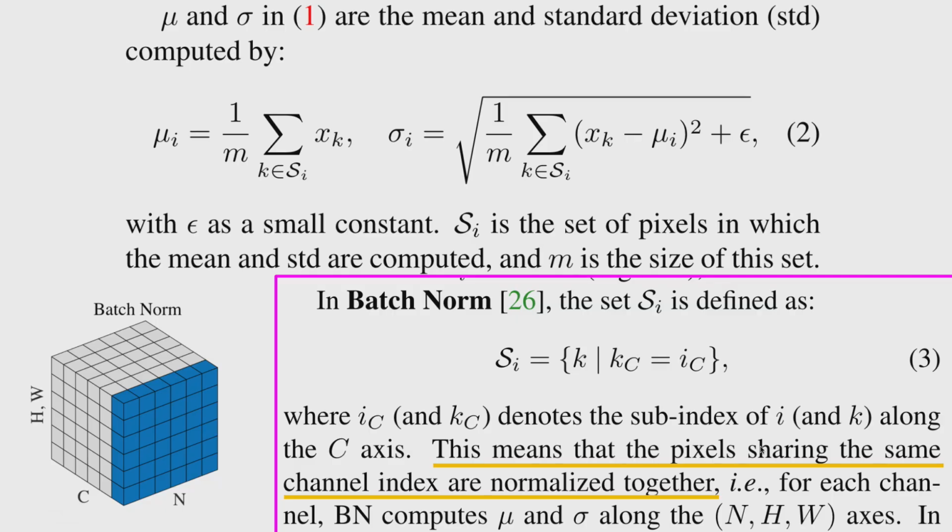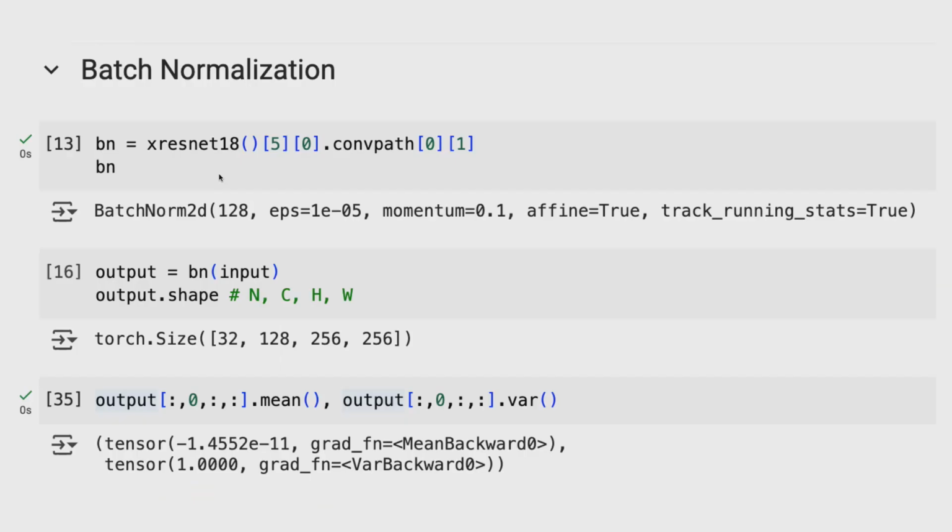This means that the pixels sharing the same channel index are normalized together, right? So it's per-channel normalization across the batch, and across the dimensions of the image in this case. For each channel, batch normalization computes mean and variance along the N, H, W axes. So this idea of set S, which is the subset of the full set of pixels that we're considering, we're going to see for the other normalization layers as well.